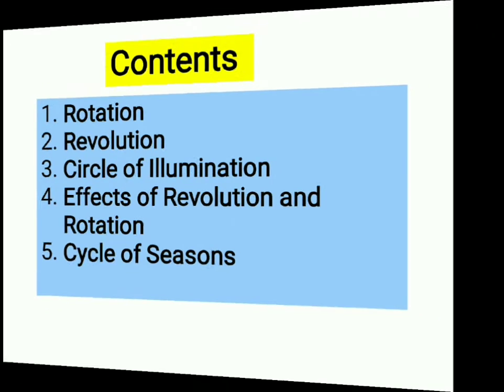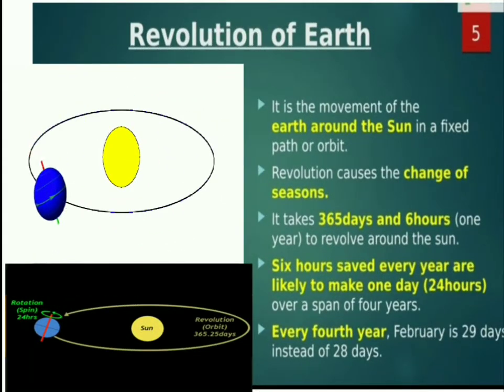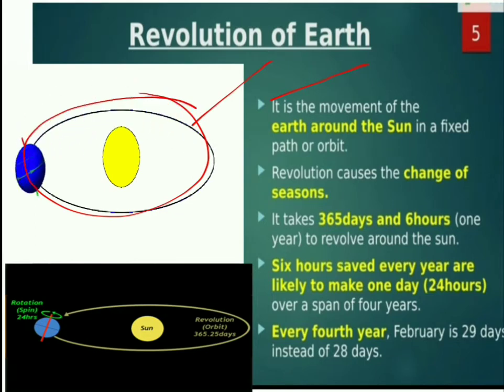Let us discuss. Dear students, as we discussed, there are two types of motions of the earth. One is the rotation, another one is the revolution. So let us understand the definition of the revolution. Revolution is the movement of the earth around the sun in a fixed path or orbit. Simply we can say the second motion of the earth around the sun in its orbit is called revolution.